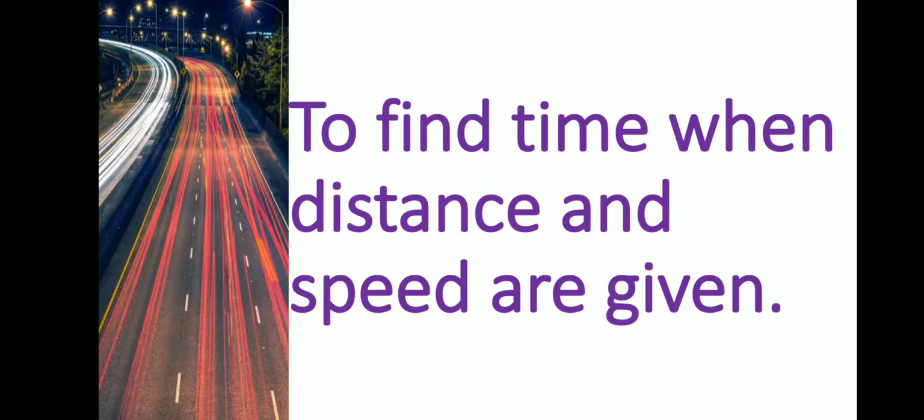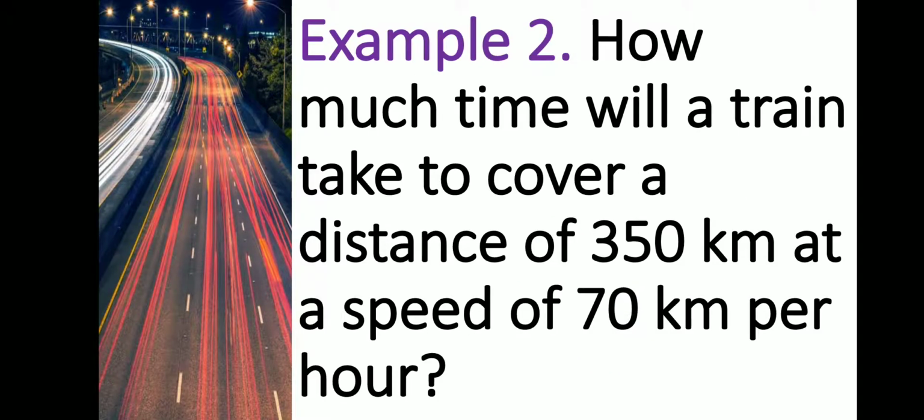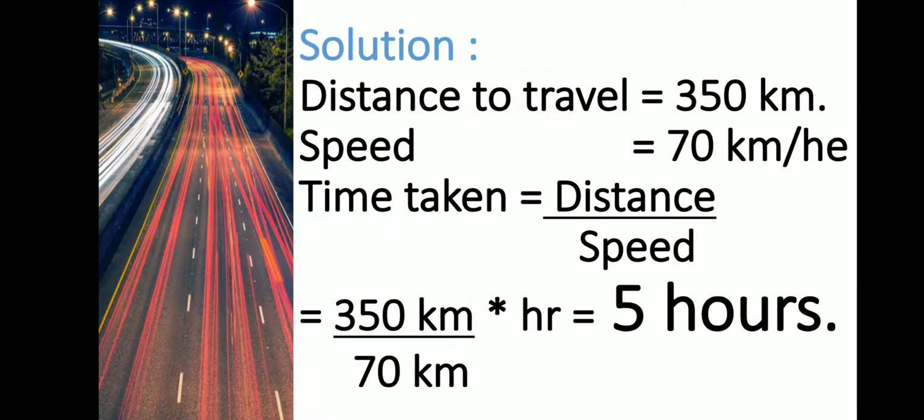To find time when distance and speed are given, we know this is the main formula. Speed is equal to distance upon time, and time is equal to distance upon speed. Example 2. How much time will a train take to cover a distance of 350 km at a speed of 70 km per hour? So we have to find out the time. The solution: distance to travel is 350 km, speed is 70 km per hour.